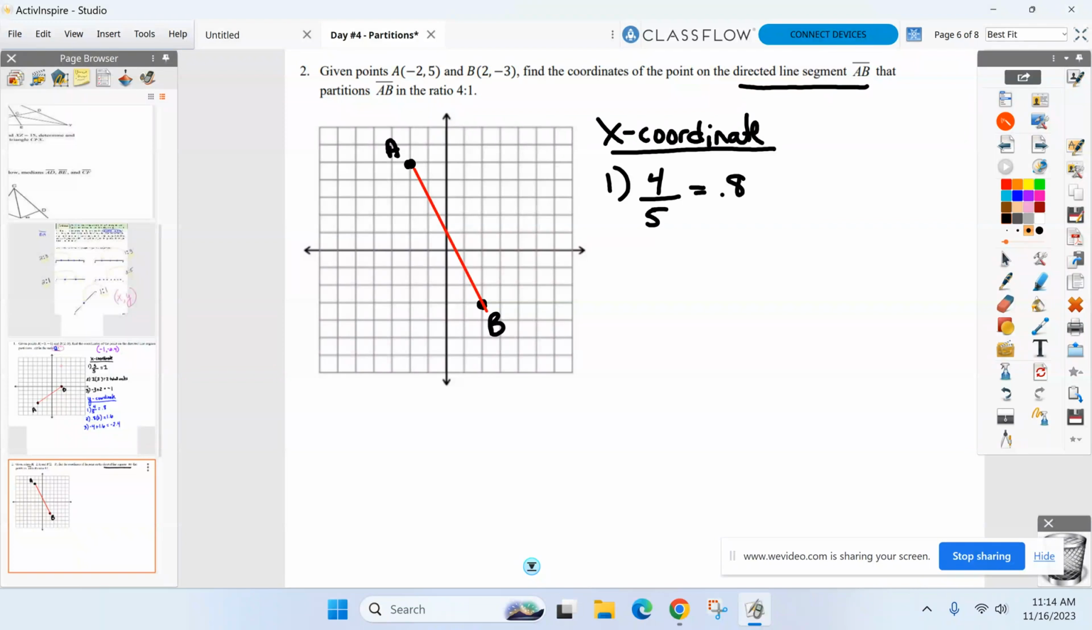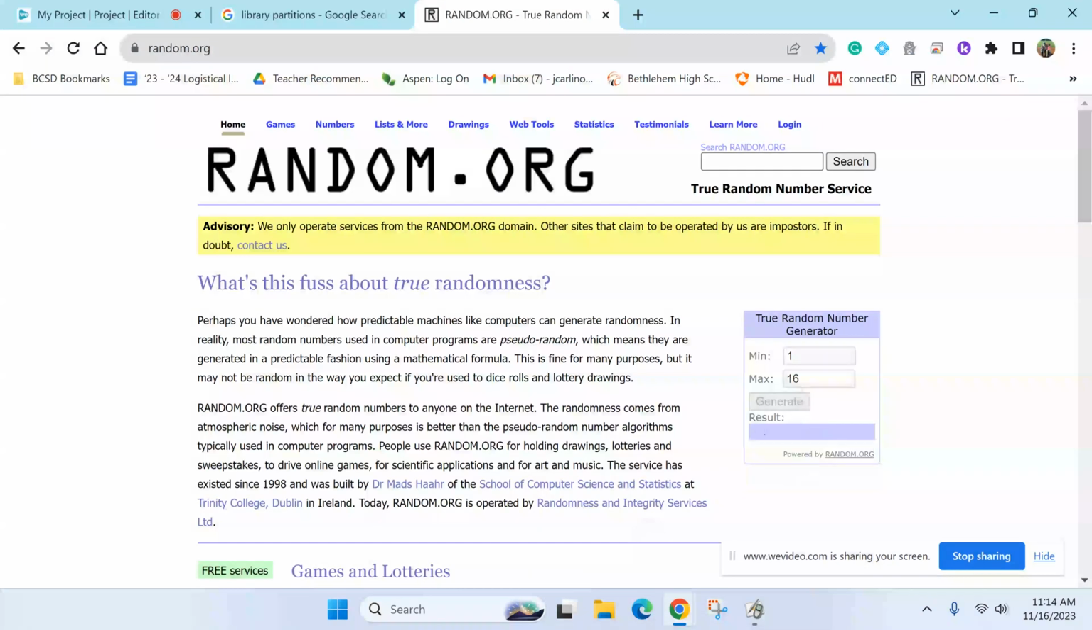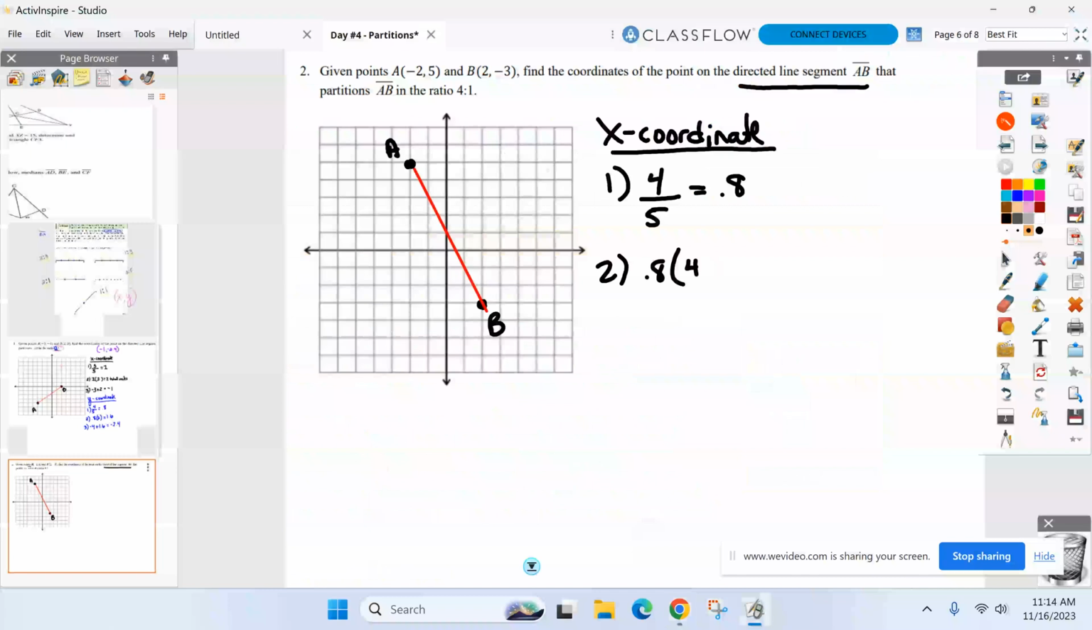0.8. But again, you've got to understand how many times you have to go 0.8 on the x-axis. Look back to your ratio. How many times am I going to go 0.8 so I can multiply it? 3, 8, and how many times? 4. Yeah, it's always that first number in the ratio.